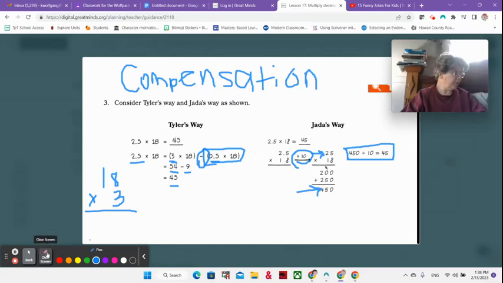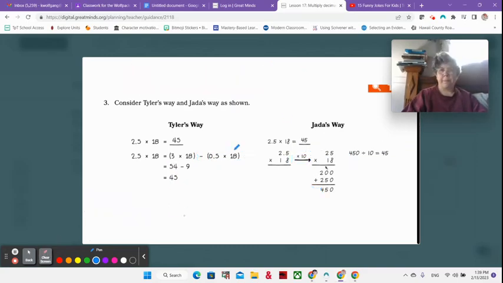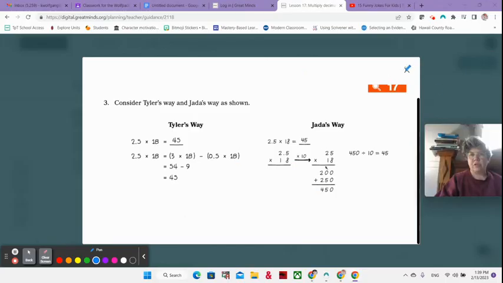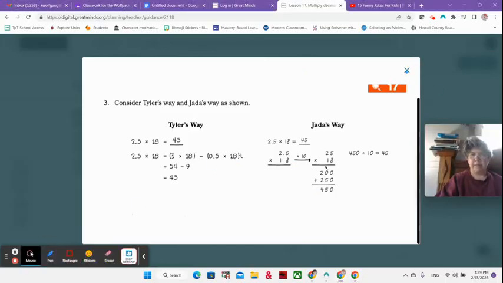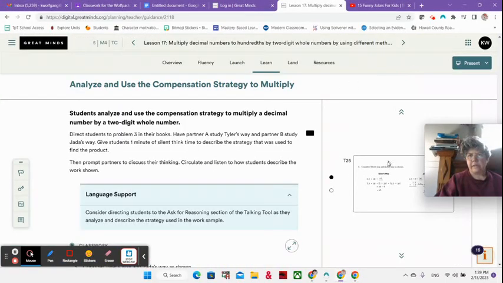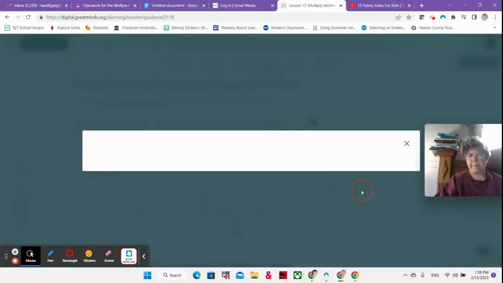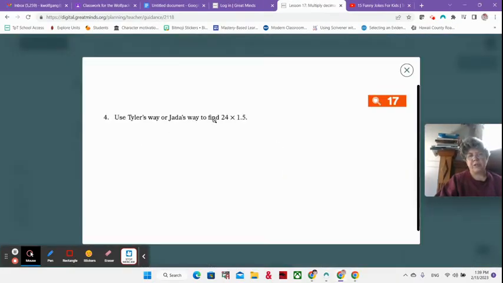Okay, so on the bottom of that page, number 4, you see that it says use Tyler's or Jada's way to find 24 times 1 and 5/10. Okay, so you have a different problem, but it's the same as what you had in number 2, but you had to do either Lisa or Scott's way of breaking apart. Now you're doing either Tyler or Jada's way of compensating.